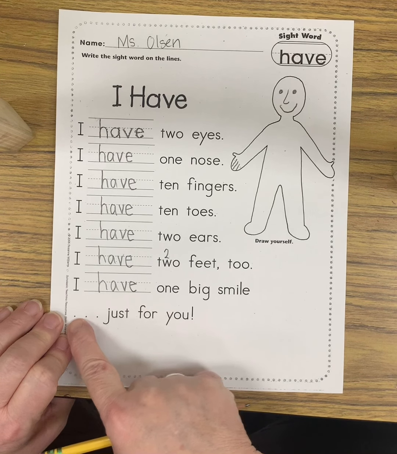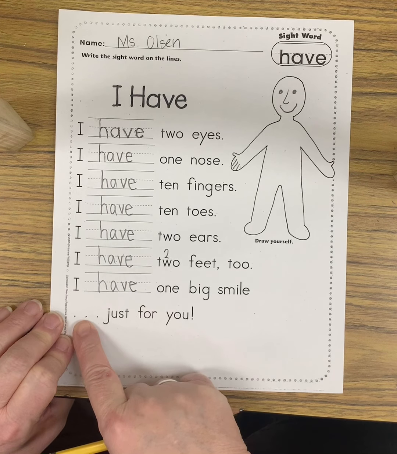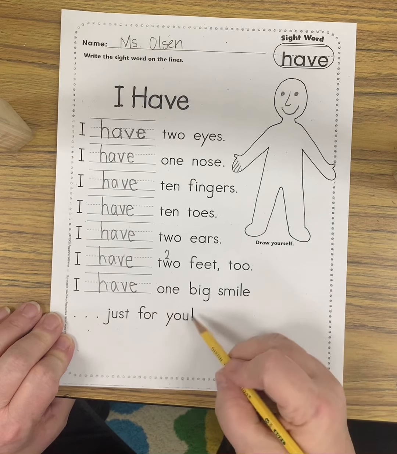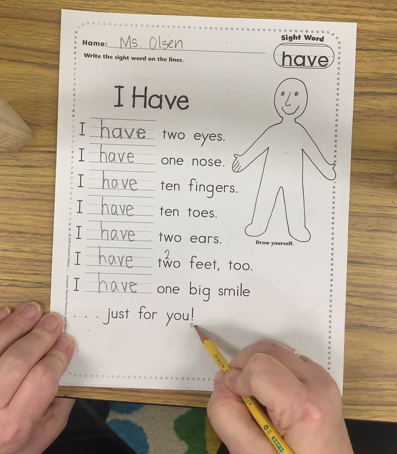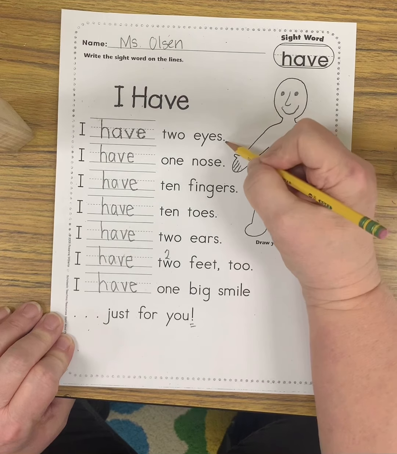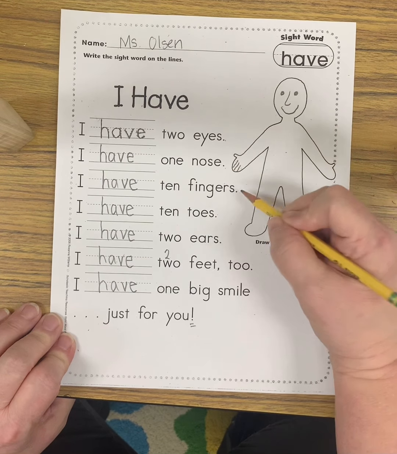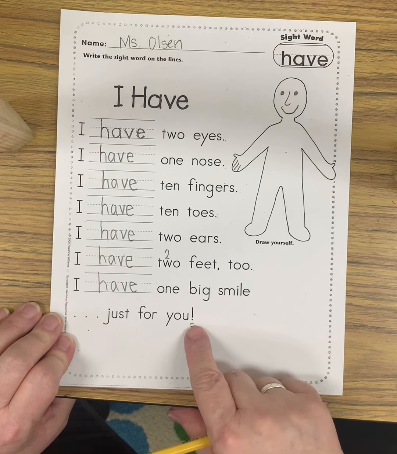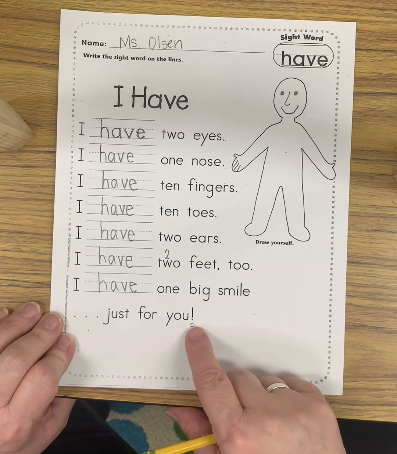This is called an ellipses. 1, 2, 3 dots, just for you. Ooh, look at this punctuation mark. All of the other sentences have a period for punctuation mark. And then this one has an exclamation point. Say that with me, exclamation point.